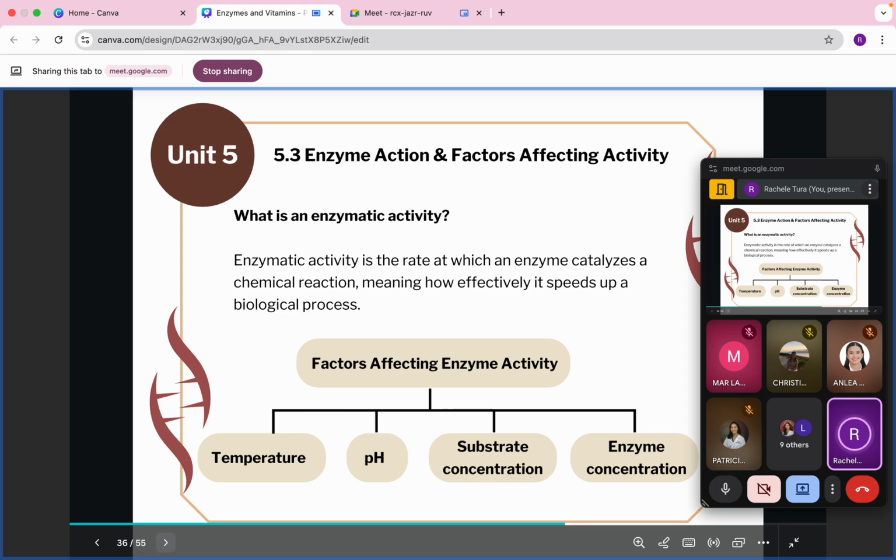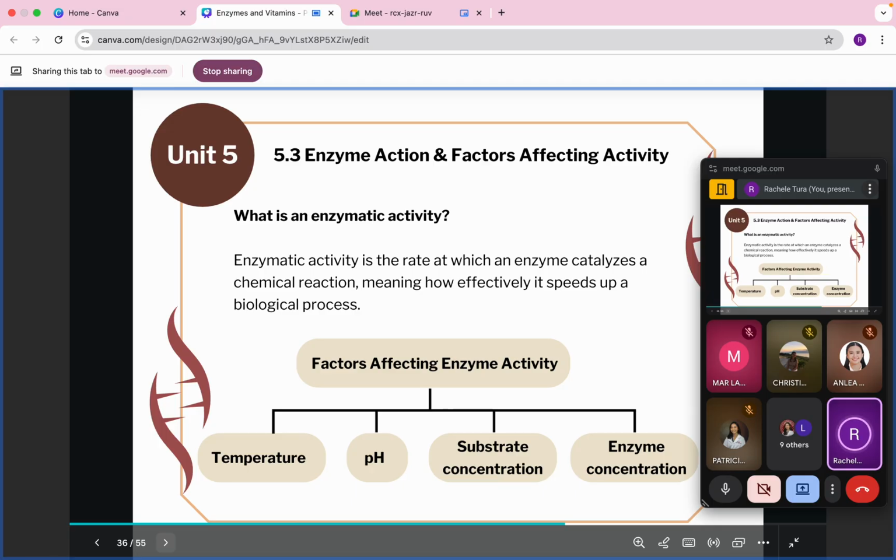Okay, so for our next discussion, we will be discussing enzymatic activity. So what is actually enzymatic activity? When we are discussing enzymes, there are also factors affecting enzyme activity. It's not just one, but a lot. We will be highlighting four. But first, let us define what enzymatic activity is.